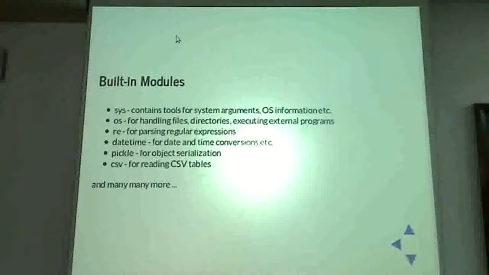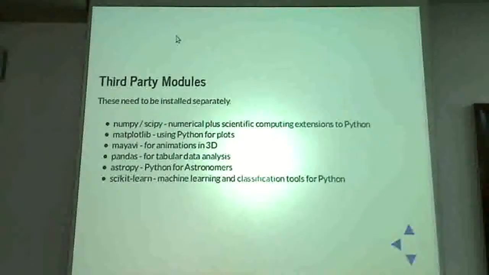So there are about 200 built-in libraries in Python and more than 10,000, 20,000 third-party libraries in Python. But you won't need all of them. So don't worry, you don't have to learn 20,000 plus libraries. Okay, so these are the third-party modules.